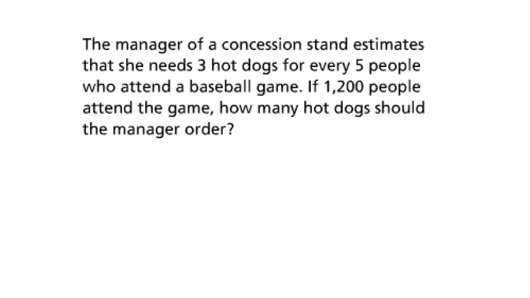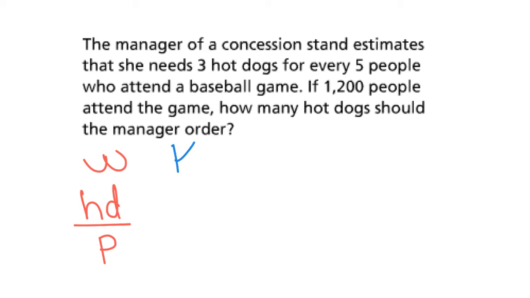Question number 5. The manager of a concession stand estimates that she needs 3 hot dogs for every 5 people who attend a baseball game. If 1,200 people attend the game, how many hot dogs should the manager order? This is a lot like the questions that we were doing in lessons 2-1 and 2-2. And I like using the words known and unknown method for these. In words, what am I comparing? Well, I'm comparing hot dogs to people.